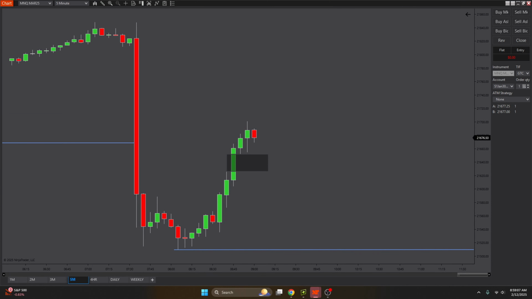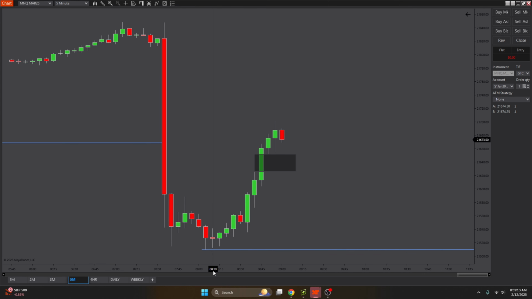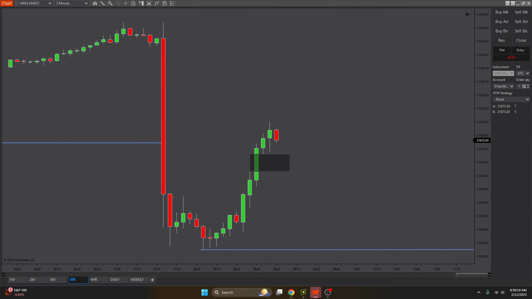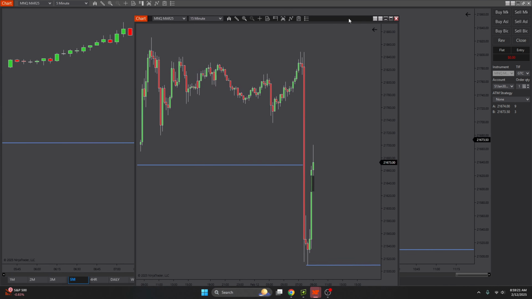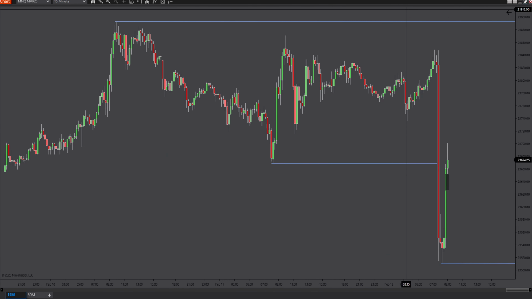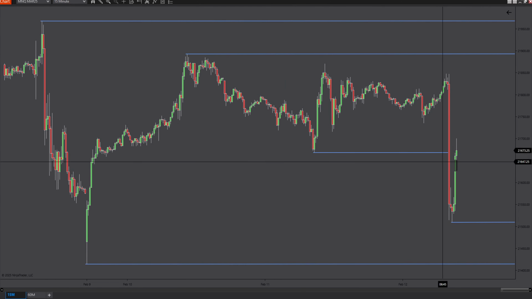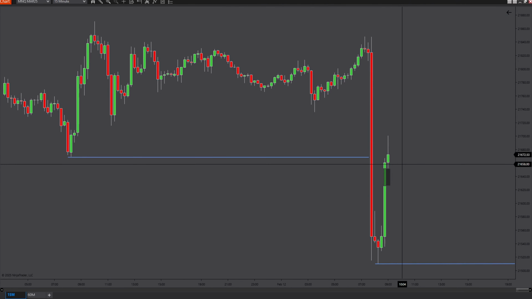We're back here and looks like we're just continuing up here. We do have this 5-minute fair value gap. I'm kind of looking to get long here off of this 5-minute fair value gap. Go ahead and show y'all the 15-minute real quick. This is the 15-minute, and as I said, we're just continuing going up. I think we're coming up here. This is what I think. So we'll see.